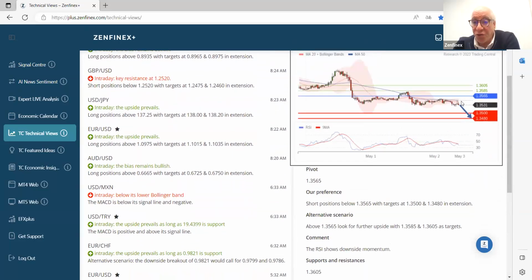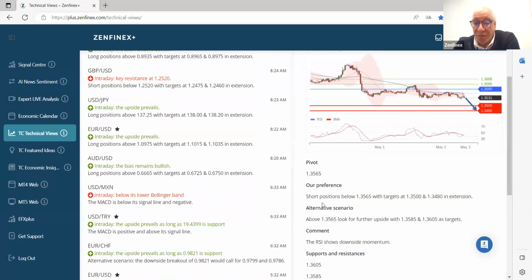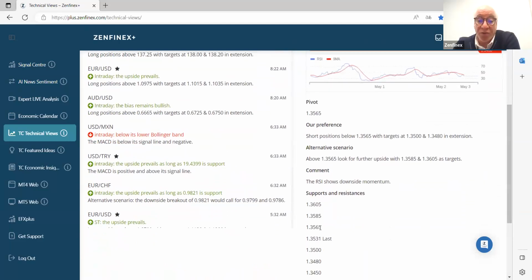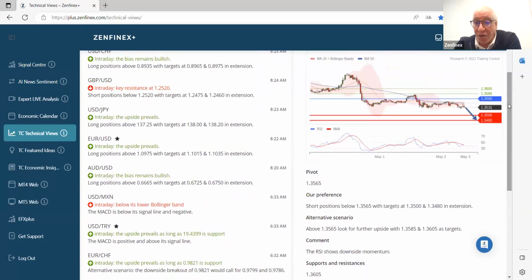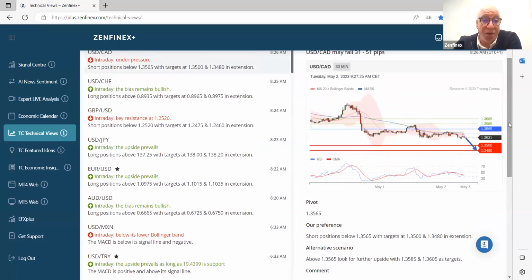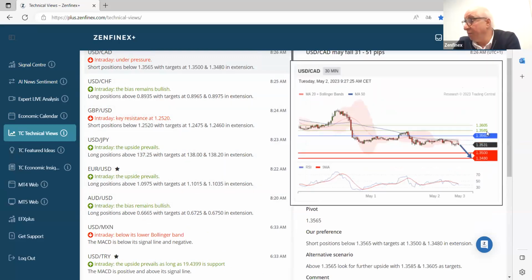So they're looking for a short setup on the basis of the RSI downward momentum. It's also highlighted where support and resistance levels might be from this analyst's perspective. And they believe that the short position, if it gets below 35.65. So why don't we just have a quick look at charts and try to look at this trading idea that's been put through. And remember, once you subscribe to this free service, you'll be able to look at all these different trading setups and see how they may help you.